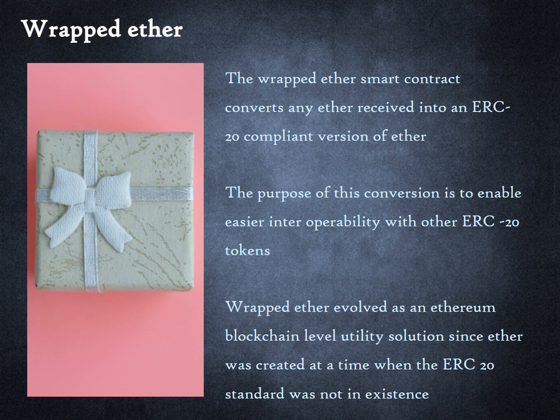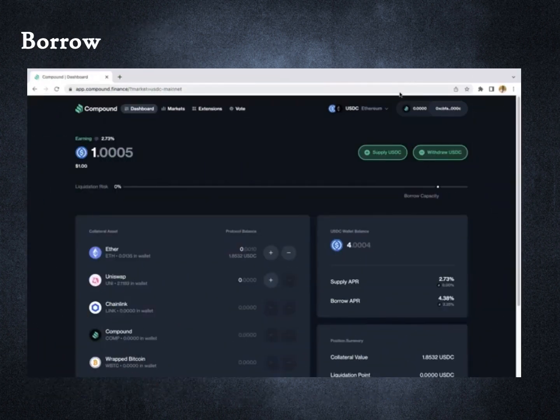Wrapped Ether evolved as an Ethereum blockchain-level utility solution since Ether was created at a time when the ERC20 standard was not in existence. We are now ready to borrow. I am going to go back to the Compound Finance app. We can see on the left that we have deposited Ether as collateral. However, I don't see a borrow icon.